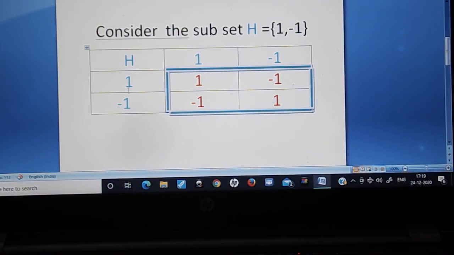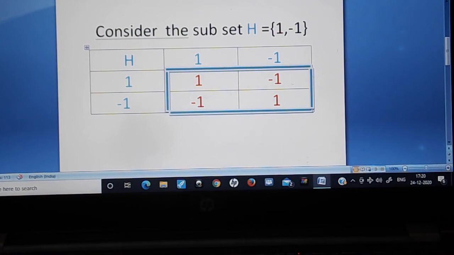Now, what about the inverses? Inverse of 1 is equal to 1. Inverse of -1 is equal to -1. That means H itself is a group with respect to the composition multiplication defined in V4. Therefore, we can say that H is a subgroup of V4.